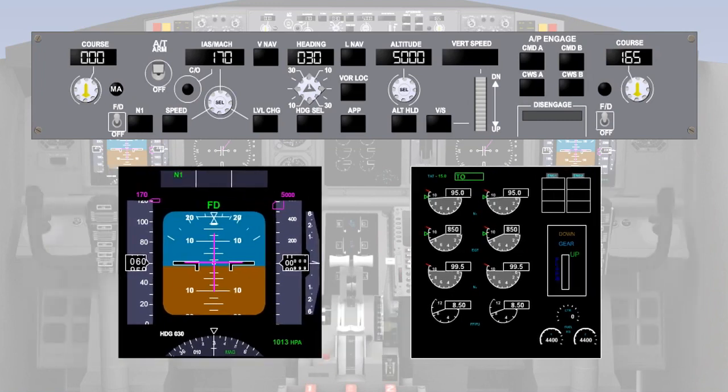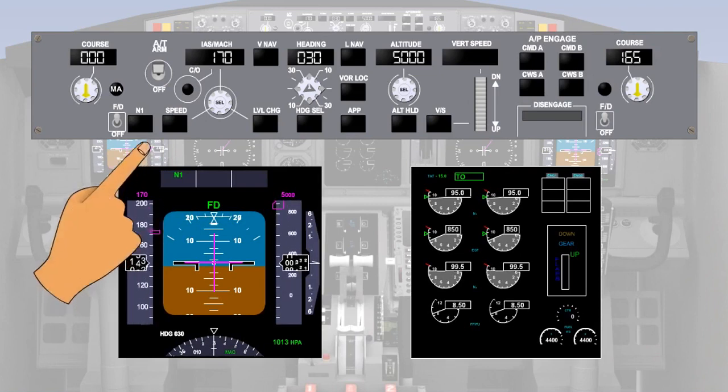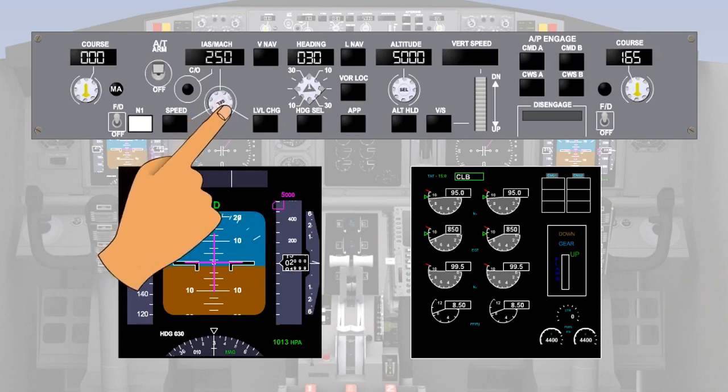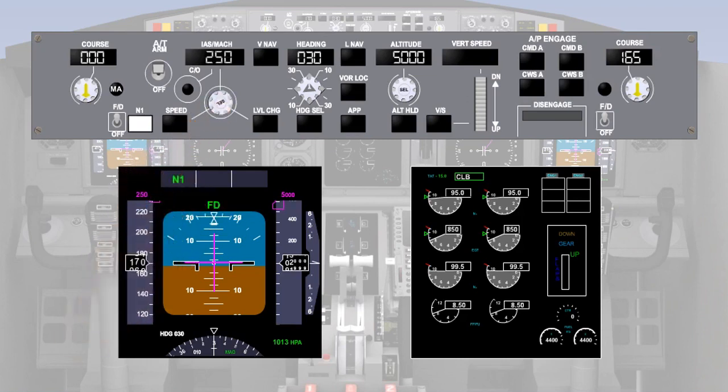After takeoff, at 400 feet above ground level, the autothrottle N1 button is pressed, and the commanded thrust reverts from takeoff to climb, annunciated on the engine instrument display. The speed selector can be used to increase the reference speed to 250 knots. Shortly before reaching 5,000 feet, the altitude alert system will alert the pilot to the fact that the aircraft is approaching the altitude selected in the altitude window.